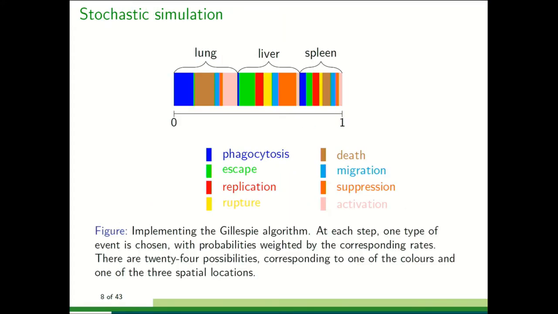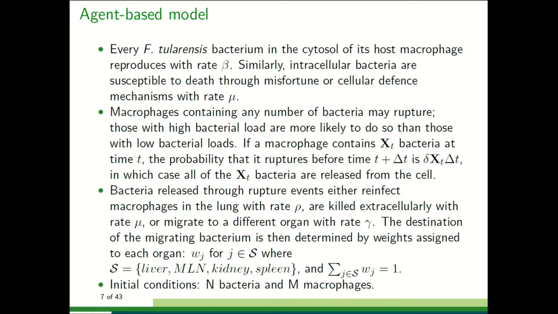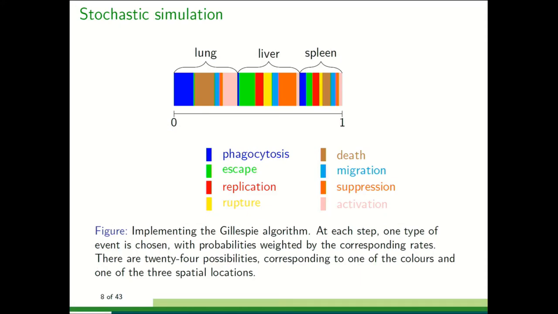Migration in this case is going to both other spatial compartments or just one of them? Ah, good. Okay, so I went over too fast. First of all, you decide whether migration is the event, and then you decide where it's going to. In the simplest case, as I'm showing here, if there are only three compartments and you're in the lung and you migrate, then you can either go to the liver or the spleen, and there's a weight associated with that.